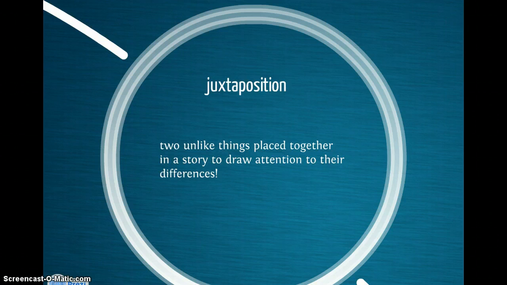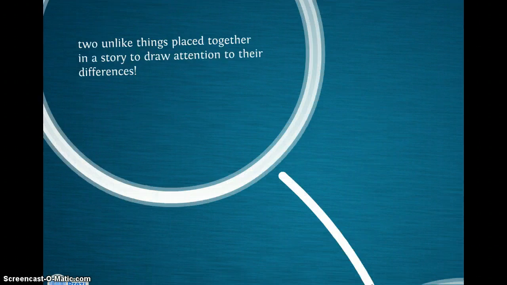So juxtaposition is taking two unlike things, placing them together in a story to draw attention to the differences. So you want to take two separate things, maybe winter and summer, those are two opposites, put them together for a purpose, to explain maybe how people have difficulty transitioning from one season to the next. You might be talking about a negative event in your life in your story, but maybe you're going to start with a positive event to show how things were and how you changed from the event you're writing about.